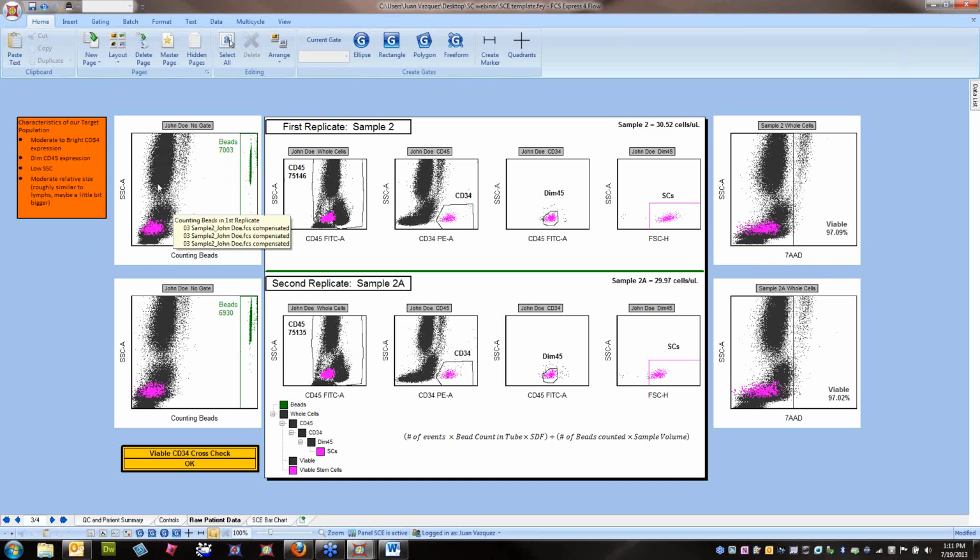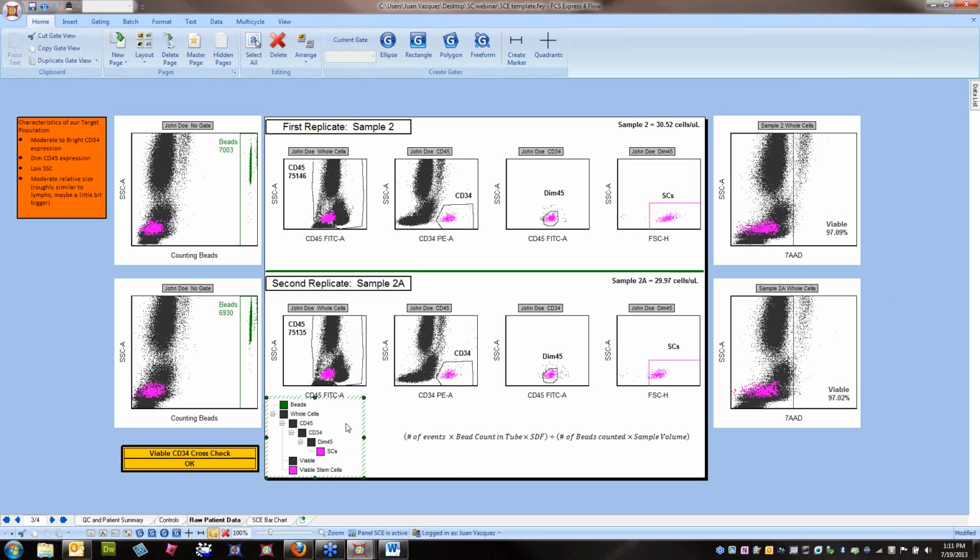So first of all, we look at this plot. What we're doing is we're gating our beads, and we're taking those beads and we're actually removing them. We're counting them, but the rest of our analysis is going to focus on everything but the beads. All right. So if we look here, we have something called our gate view. And our gate view is going to show our relationship of all our gates and all our populations to one another. So here we have our beads. Here we have our whole cells.